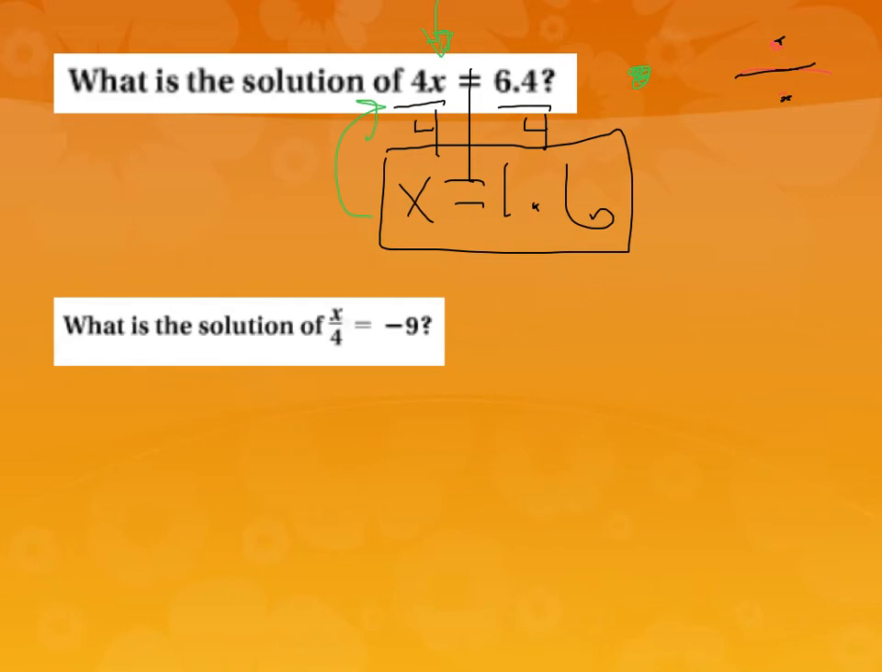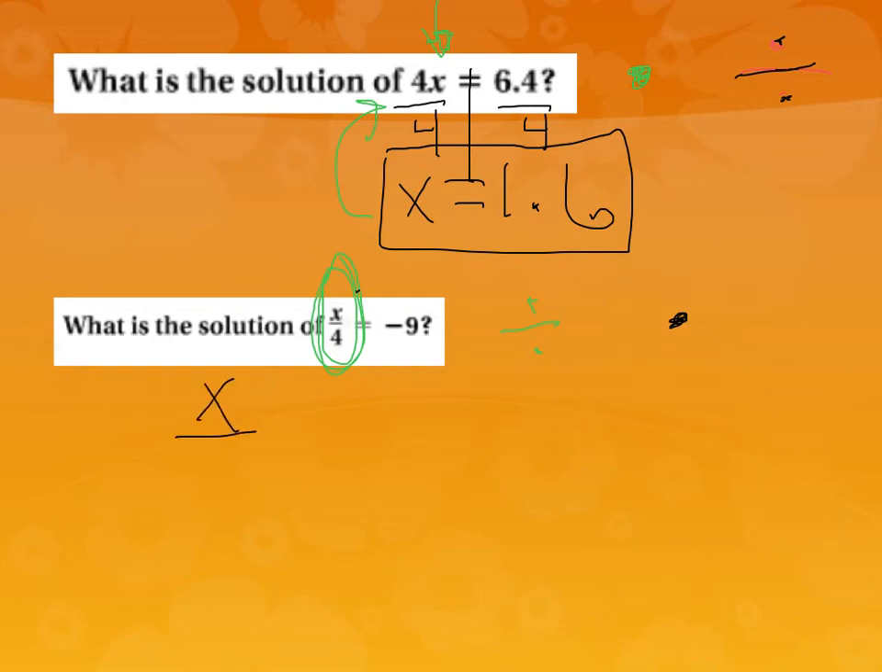Now for my next problem, again, your first step is to say what math is going on here. And you always look at the variable. When I say what math, you look at what's happening to the variable. Right now I can see x is being divided by 4. So I have to think, what's the opposite of dividing? That's multiplying. So in this step, I want to multiply.